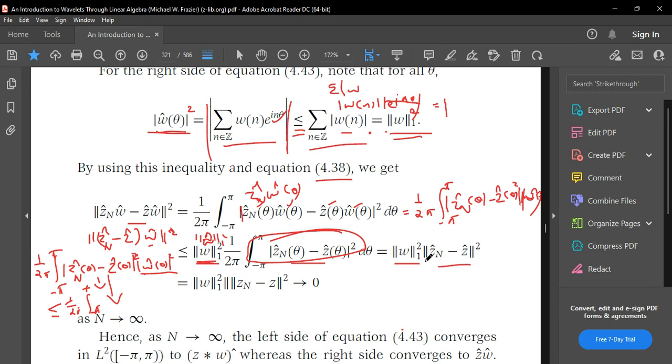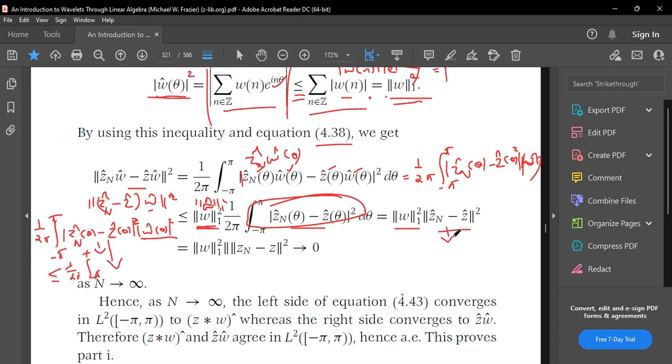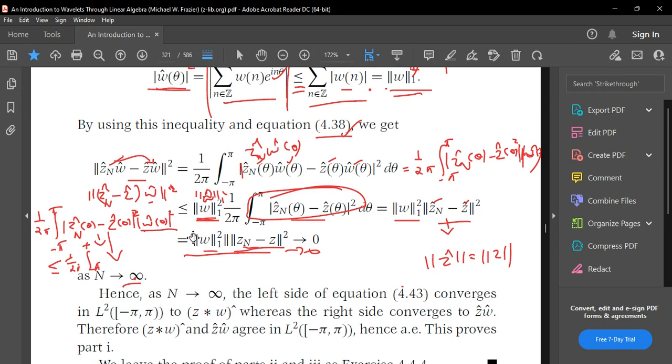Definition of norm 2. Since in this norm 2 we have norm Z cap is the same as norm Z by the earlier relation 4.38, the cap will be gone from here, and we will have norm W1 square into norm Zn minus Z the whole square. As Zn tends to Z, this whole quantity tends to 0 as n tends to infinity. So Zn cap W cap, as n tends to infinity, will approach the value Z cap W cap. So the right hand side is also satisfied.